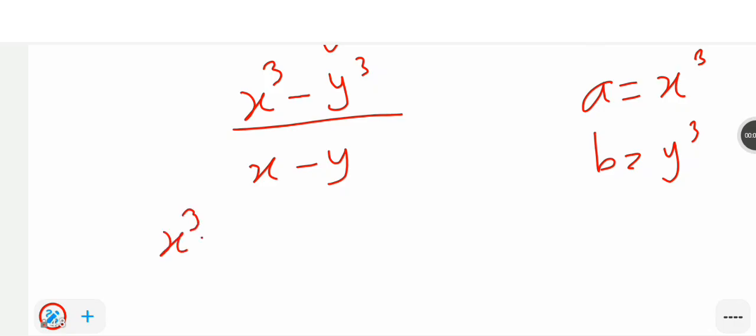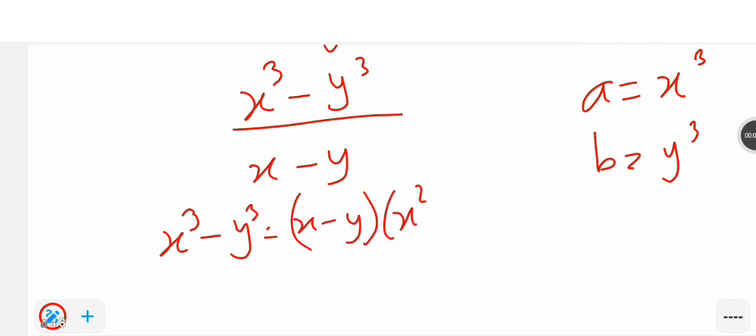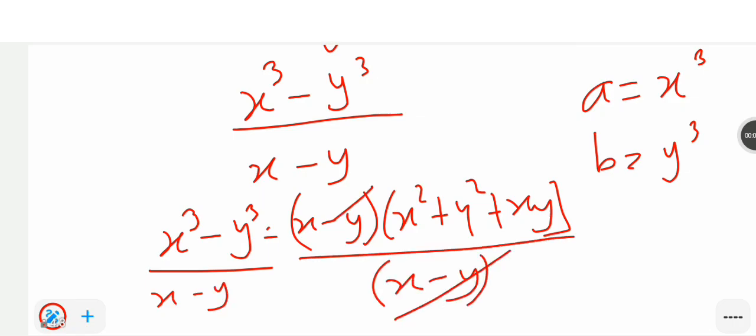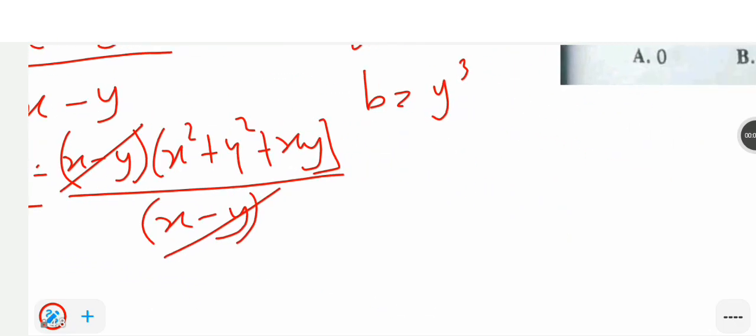If you have X to the power 3 minus Y to the power 3, the formula is X minus Y first, then you have X squared plus Y squared plus XY. This is a formula, and I just need to memorize it. So instead of writing this again, you just write this there. Then you are dividing by X minus Y. These two parts are the same, so they cancel out, and you'll be left with X squared plus Y squared plus XY.